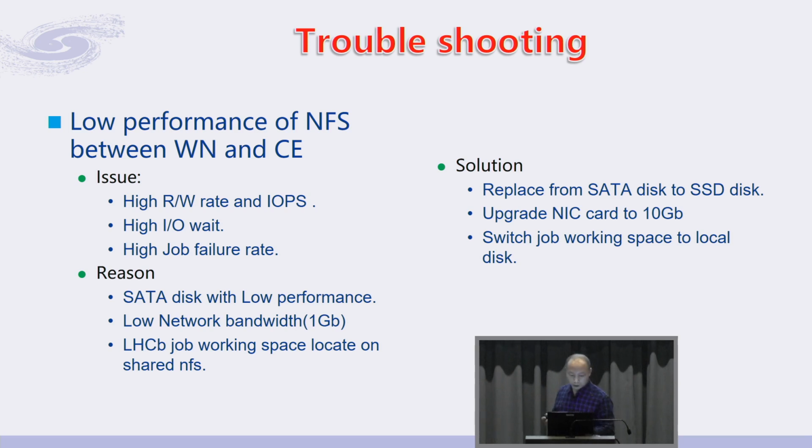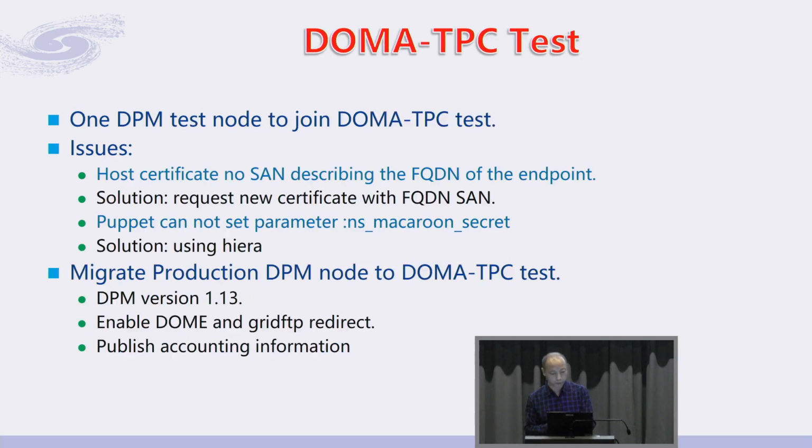The reason is the SATA disk has very low performance, and the network bandwidth is only 1 gigabit. And the main reason is the LHCb job working space is running on the shared NFS. So we replaced the SATA disk with SSD disk, upgraded the network card to 10 gigabit, and changed the LHCb job working space to the local disk, and then this problem was solved.